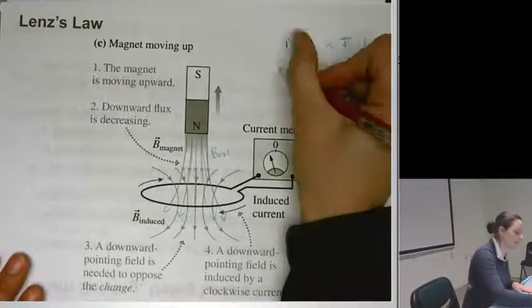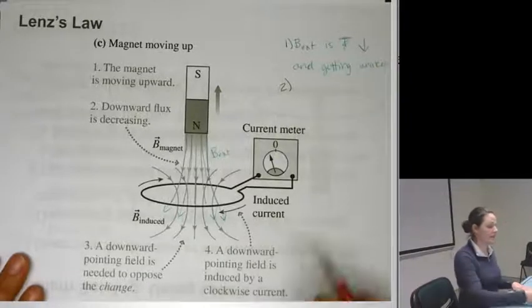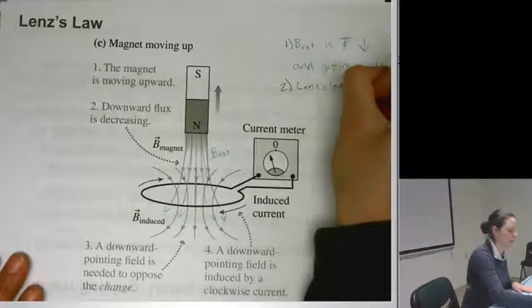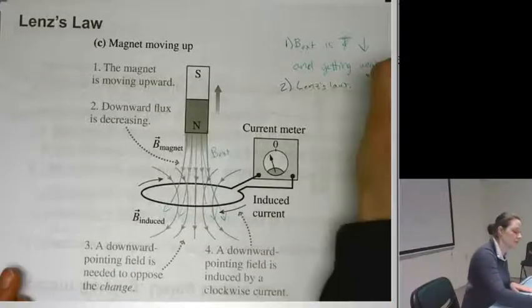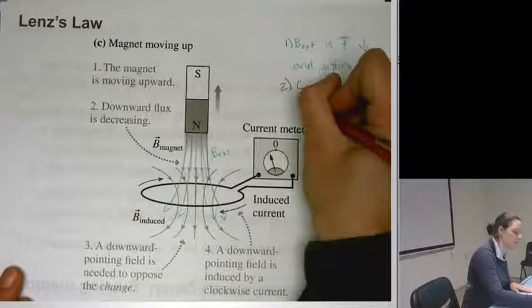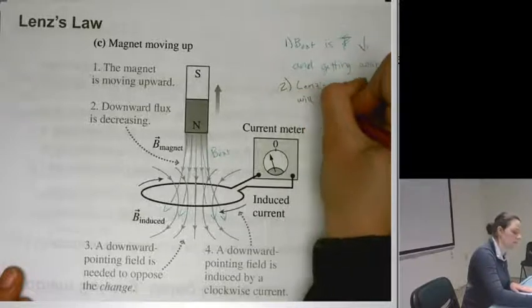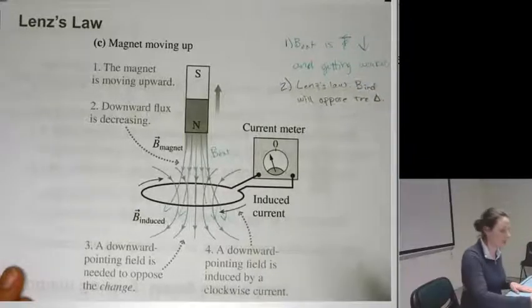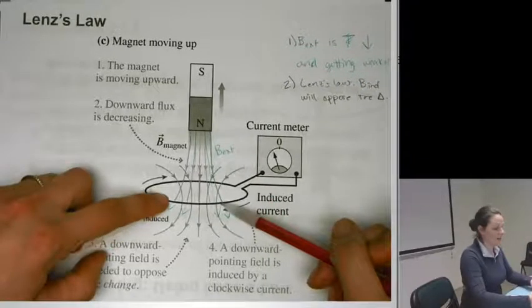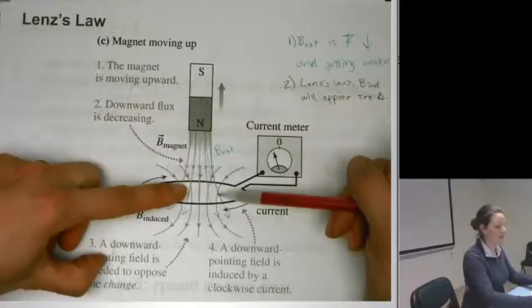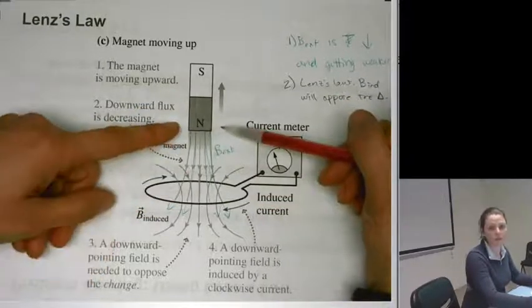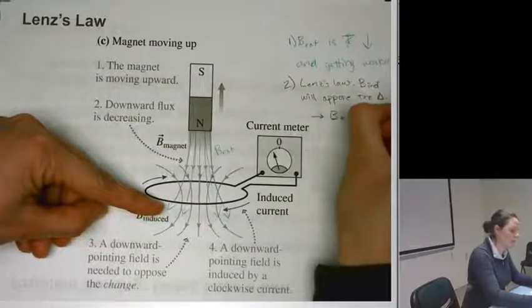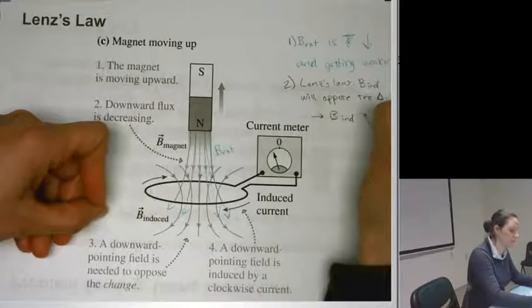Okay, now we're ready for the Lenz's law step, which says that B induced will oppose the change. There's a little triangle to mean change. So because this is now going away, the change is to make this weaker. So because of that, B induced also points down.